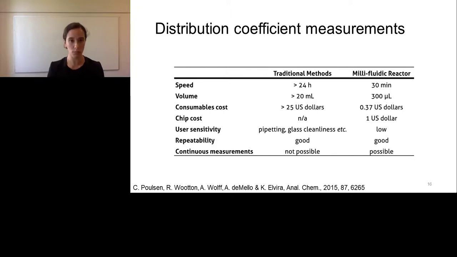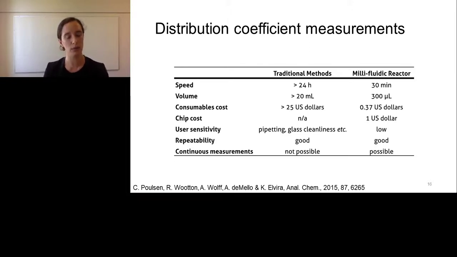There's, of course, a big volume advantage here. We're normally using around 20 milliliters for each experiment using traditional methods, and for us, it's only around 300 microliters per experiment. The cost, obviously, if you're decreasing the amounts of reagents you're using, is a lot lower. And that even includes when you're using the chip as part of your costing analysis.